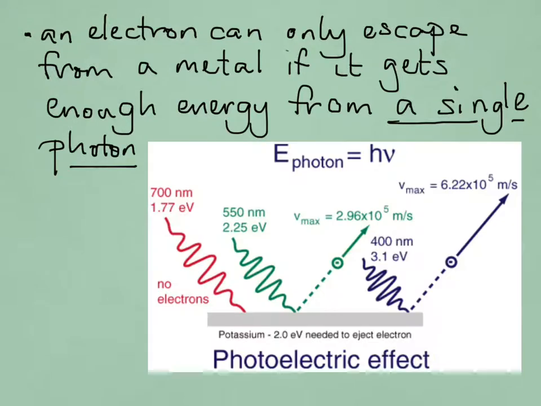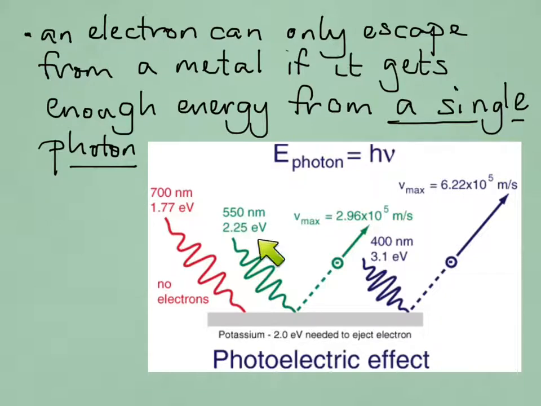So the idea is that it's a bit like if you imagine a coconut shy. It wouldn't matter how many ping pong balls you threw at the coconuts, they couldn't save up all that energy from the ping pong balls until they've got enough to fall off their stand. They've got to have the energy arriving in one lump. So in this diagram, if we've got a 700 nanometer photon, it has 1.77 electron volts of energy, but this metal, potassium, needs 2 electron volts for the electron to escape. So this photon isn't energetic enough, and you wouldn't see any electrons coming out.